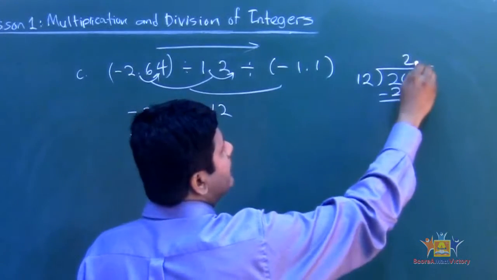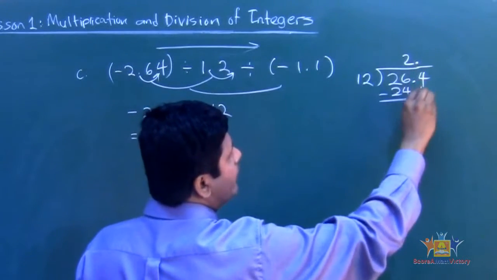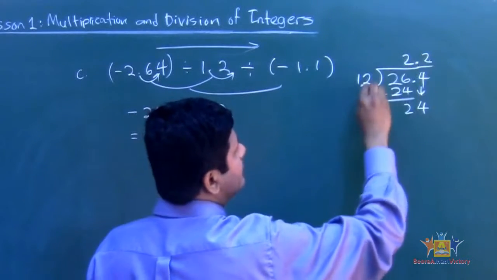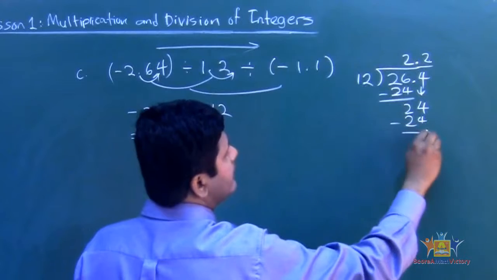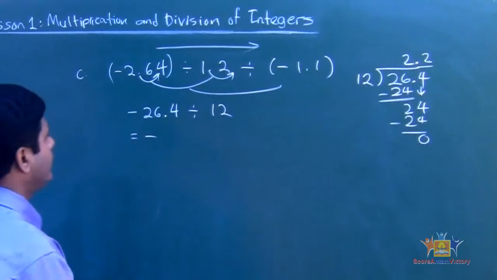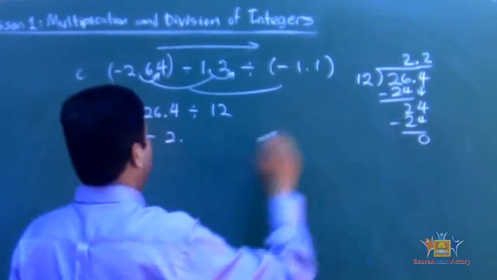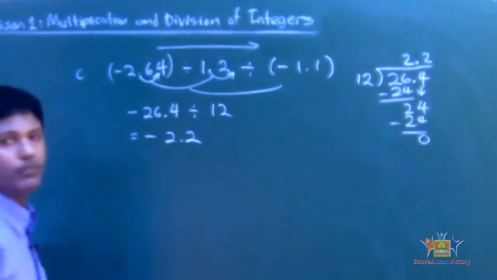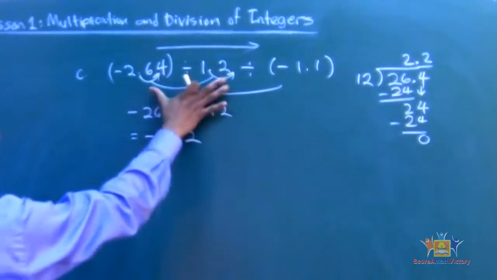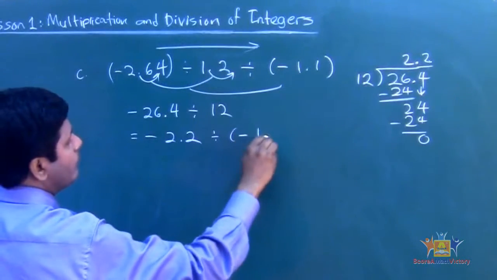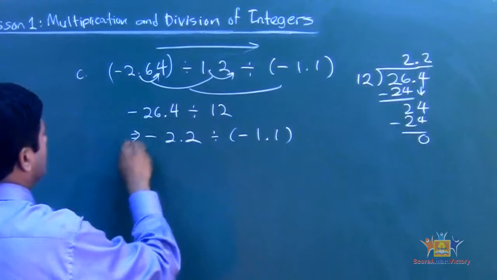See the decimal? Bring it up. Very important. Bring it up. And then bring 4 down. In 24, there's how many 12? 2. 2 times 12 is 24. Minus, give me 0. So that means negative 2.2. Alright? So negative 2.2. We did this part. Now we're going to bring this one. Divide by negative 1.1. All right.